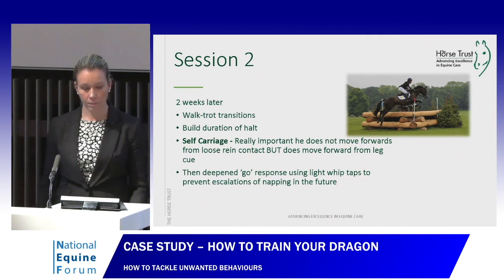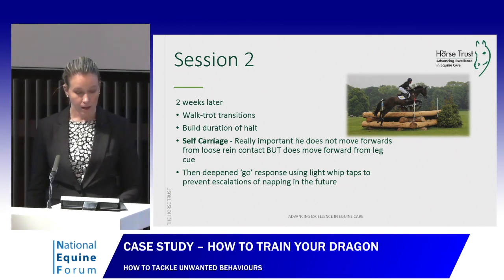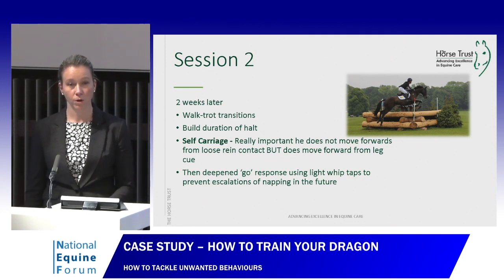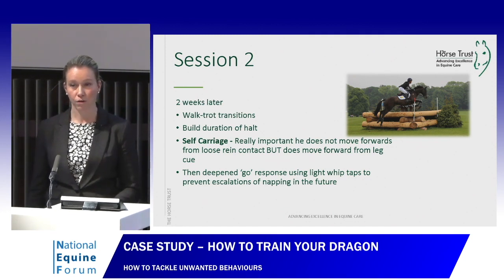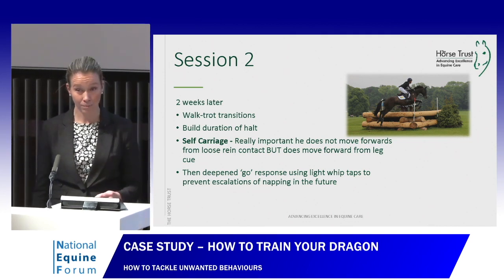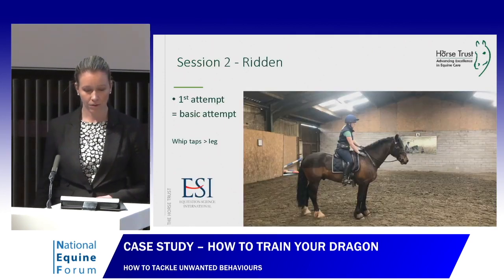A couple of weeks later, we built up to using trot as well. And we also then wanted to deepen the go response because we knew that when she put leg on, he often didn't go forwards. He actually didn't like her using her leg, so he'd go forwards without any leg, but if she did put leg on, he didn't like that. And that's where some of the problems came from.